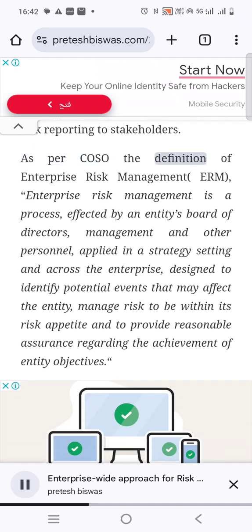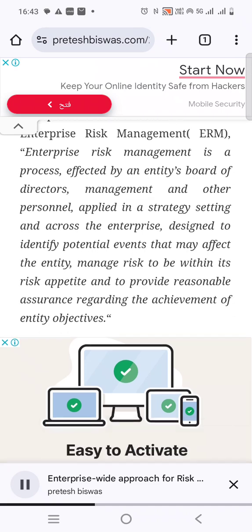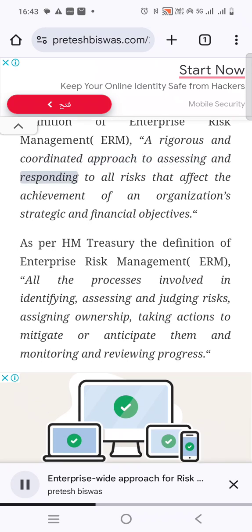As per COSO, the definition of enterprise risk management: enterprise risk management is a process, effected by an entity's board of directors, management and other personnel, applied in a strategy setting and across the enterprise, designed to identify potential events that may affect the entity, manage risk to be within its risk appetite and to provide reasonable assurance regarding the achievement of entity objectives. As per Institute of Internal Auditors, the definition of enterprise risk management: a rigorous and coordinated approach to assessing and responding to all risks that affect the achievement of an organization's strategic and financial objectives.